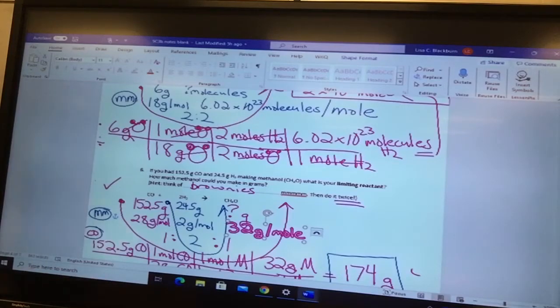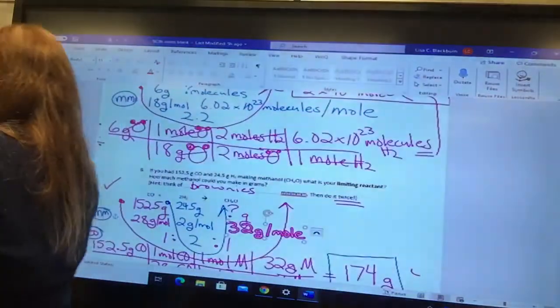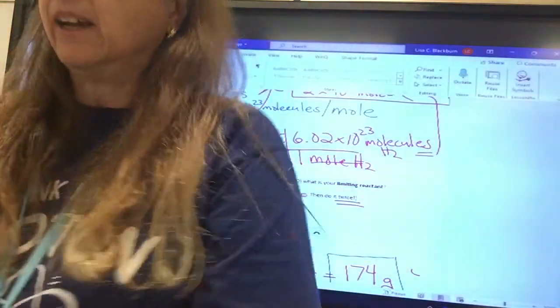Put it in your calculator and see what you got. 174. Okay. So did everybody get 174 grams? Yeah. Okay. So now we're going to do it again. This time I'm going to use my orange pen.